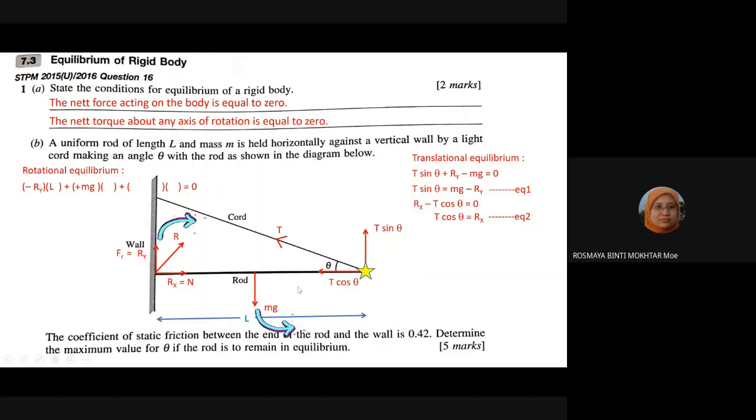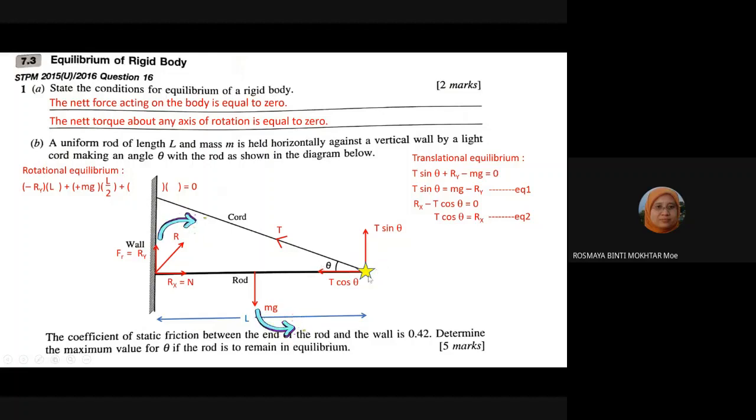Next, the distance. The rod is a uniform rod, as mentioned here. So therefore, the weight of the rod acts in the middle. So the L just now becomes, in the middle, L divided by 2 or half L. So that is the distance from the fixed point.